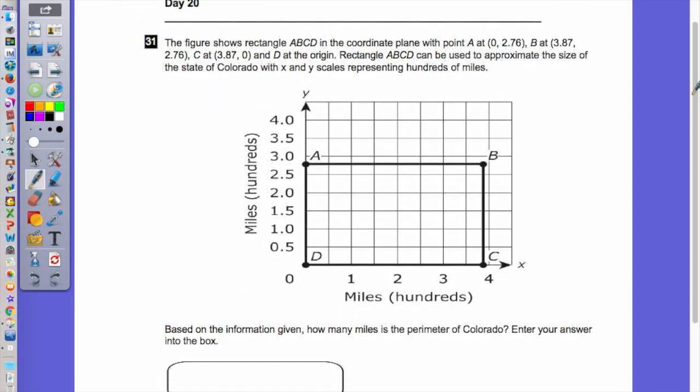Okay, this is supposed to be Colorado. Well, it does look like it. Okay, now they want the permit now.